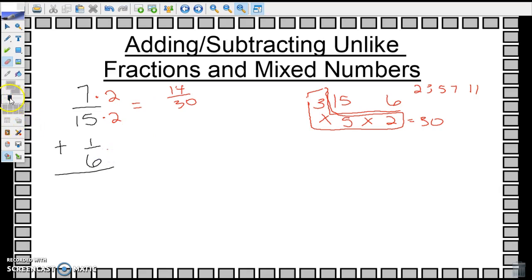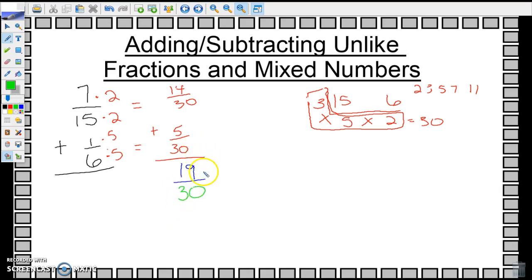I'm going to rename 1/6 because I'm going to take 6 and multiply it by 5. And what I do to the bottom, I must do to the top. So I get 5 30ths. And so now I'm going to add my 2. Now my denominators, I'm looking at the same number of equal parts. And so now I am going to just add 14 plus 5, and I get 19. And my denominator stays the same, so I end up with 30.